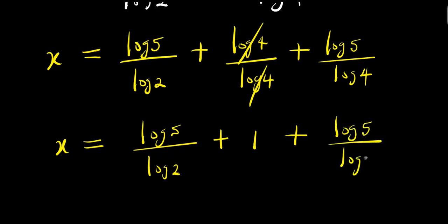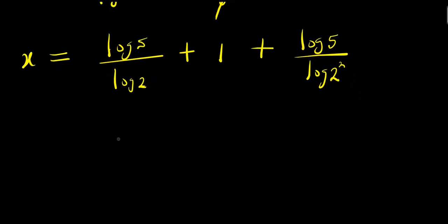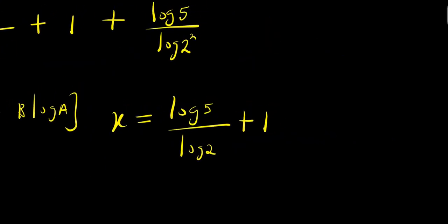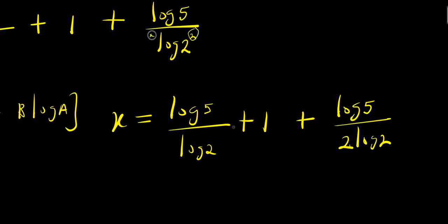I can express it as log 2 to the power of 2. So based on the same identity of log a power b, this equals b times log a. So x equals log 5 divided by log 2 plus 1 plus log 5 divided by 2 log 2. The 2 here comes behind that.